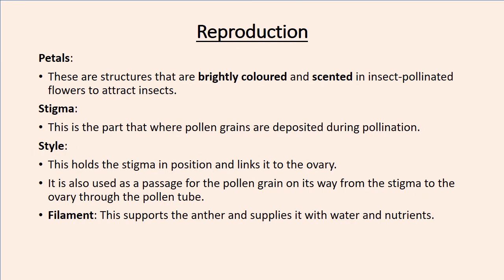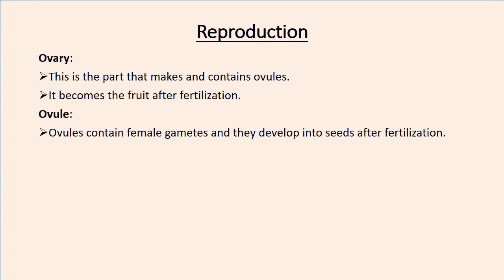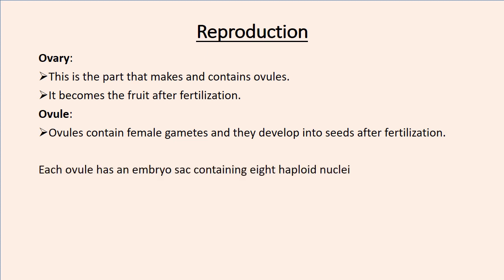Then the filament supports the anther and supplies it with water and nutrients. Next is an ovary, which is just a part that makes and contains ovules. It becomes the fruit after fertilization. So when you're eating the fruit, before fertilization it was just an ovary. Then an ovule contains female gametes and they develop into seeds after fertilization. So ovule becomes a seed, ovary becomes a fruit.